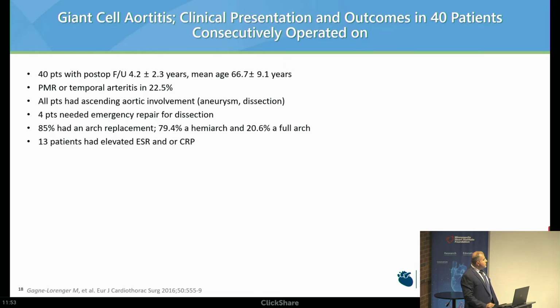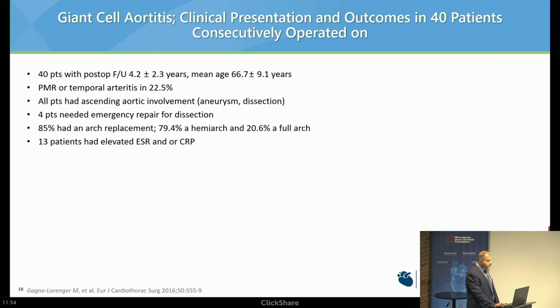For surgeons in the room, what kind of experience do we have with GCA-related complications? Based on this paper, looking at 40 patients with GCA that required surgical intervention for either aneurysms or dissection, mainly thoracic involvement. About 22% of these patients had PMR and temporal artery involvement. And as I said, these patients presented with inflammatory aneurysms or acute dissections, and 4 of them had emergent repair for acute dissection. 85% had an arch replacement.